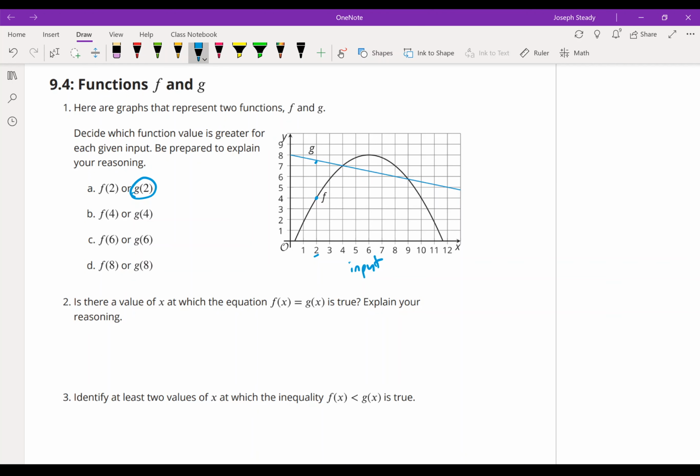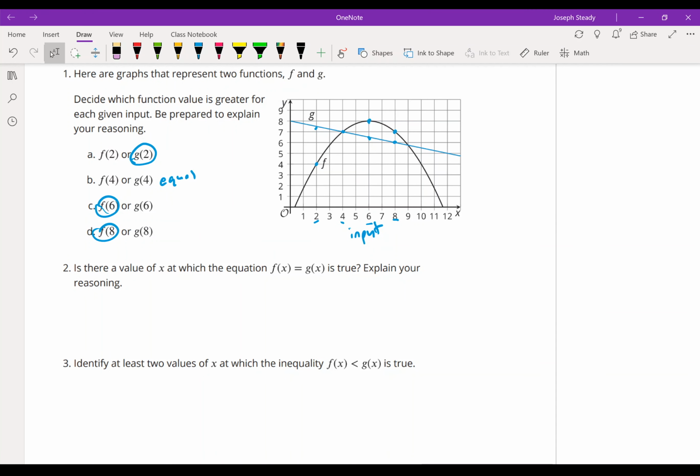When I move my input over to 4, well, now I look and actually, wait a minute, they're the same, they're both 7, so they're both equal here. F of 6 or g of 6, so now we're at 6. In this case, they've now switched places, so f, which is up here, is bigger than g. And then f of 8 or g of 8, let's see, 8's right there. Well, in this case, they're closer, but f is still the greater, has the greater output, has the greater function value.